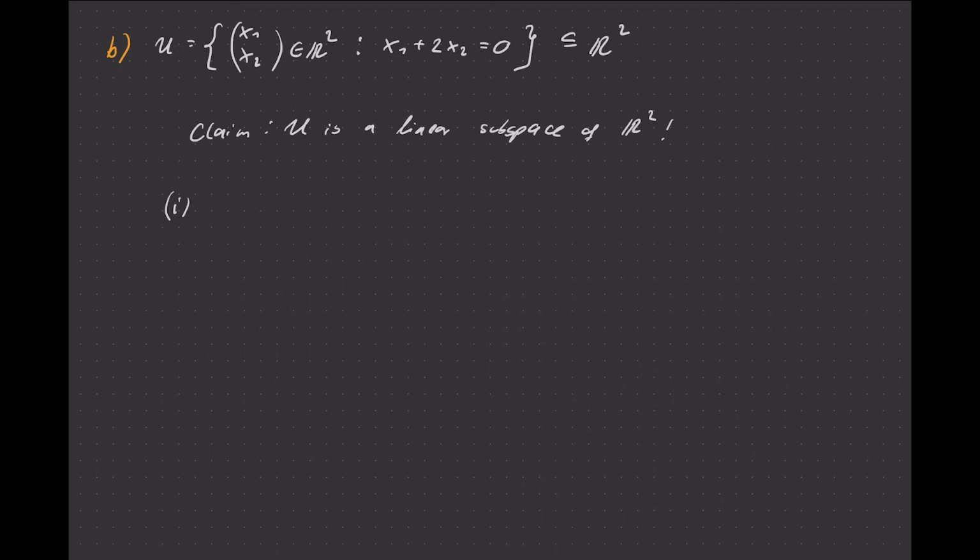Again, we first check whether the 0 vector is contained in U. And to check that, we just have to see whether the 0 vector fulfills this condition here. So let's just substitute the 0 vector in there. And we get 0 plus 2 times 0 is 0. Check. Okay, so the 0 vector is contained in that space, and that in particular means the set U is not the empty set.